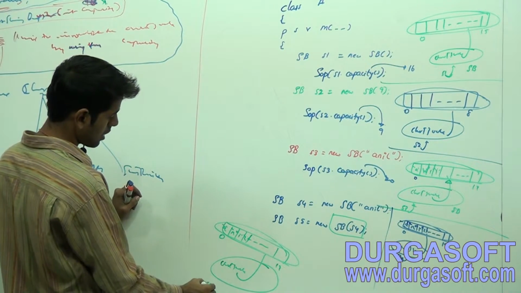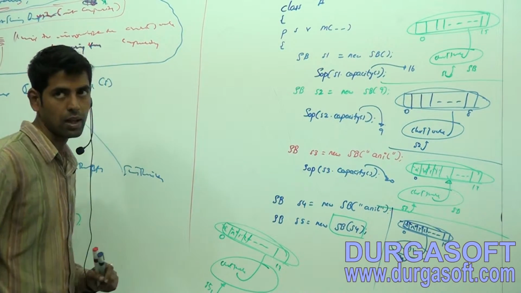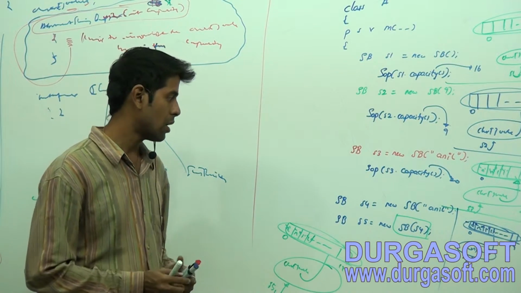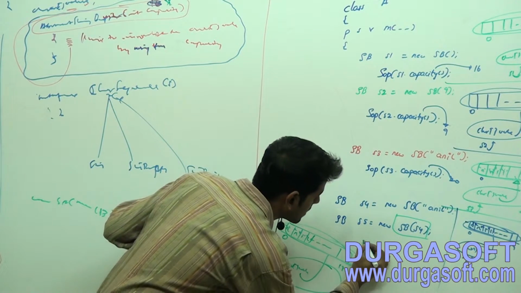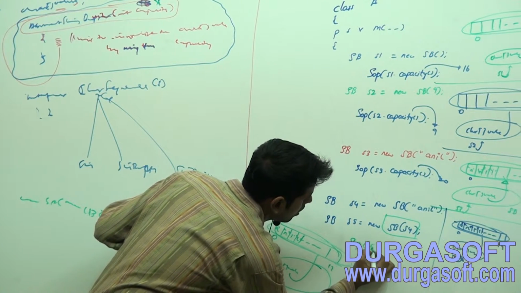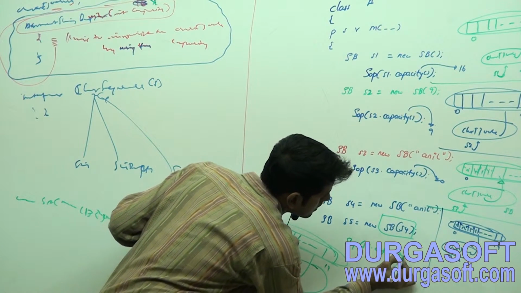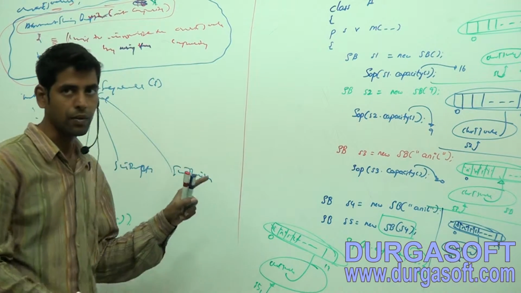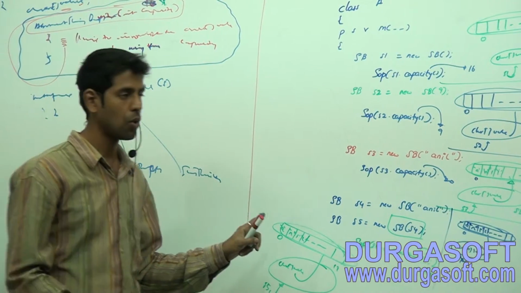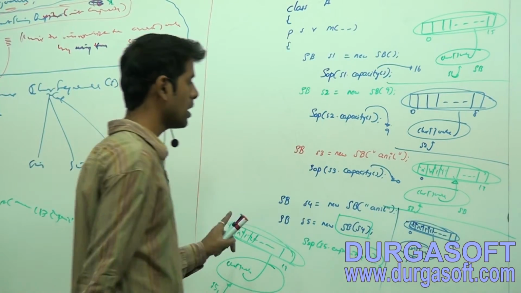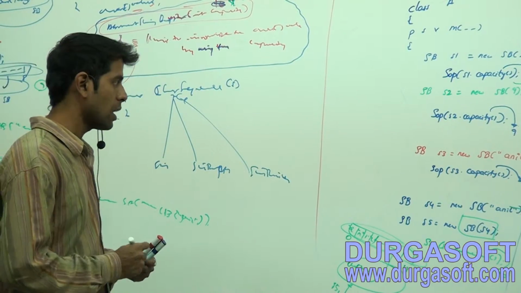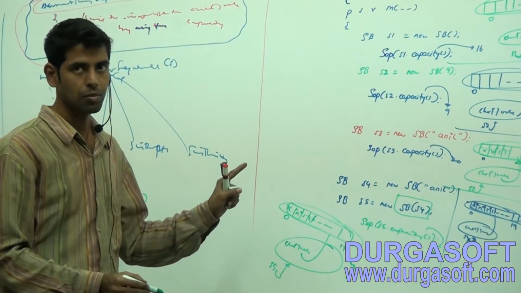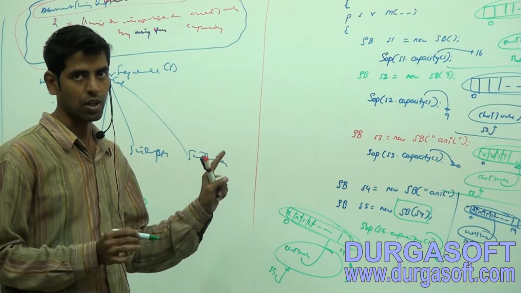This is what? S5. Now if I use the capacity method, System.out.println of S5.capacity, what will be the answer? 20. Very specific and very important. Now let me compile and execute all these pieces of code. Just a minute. Observe here.